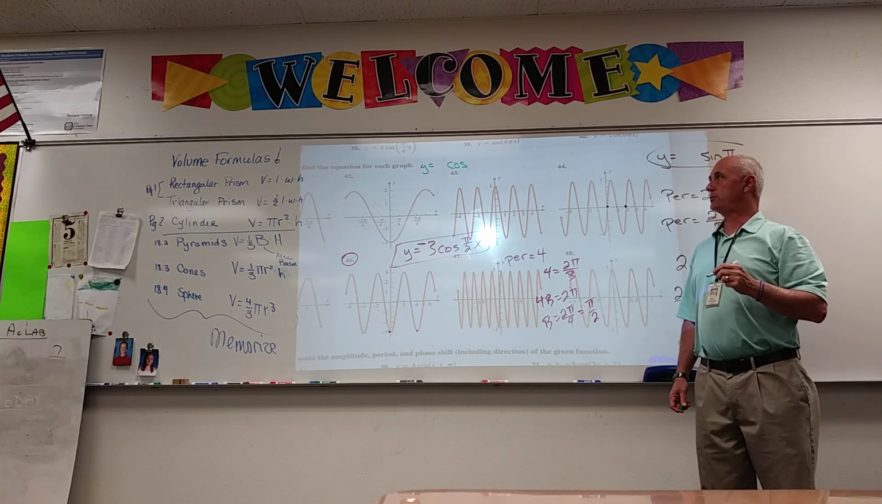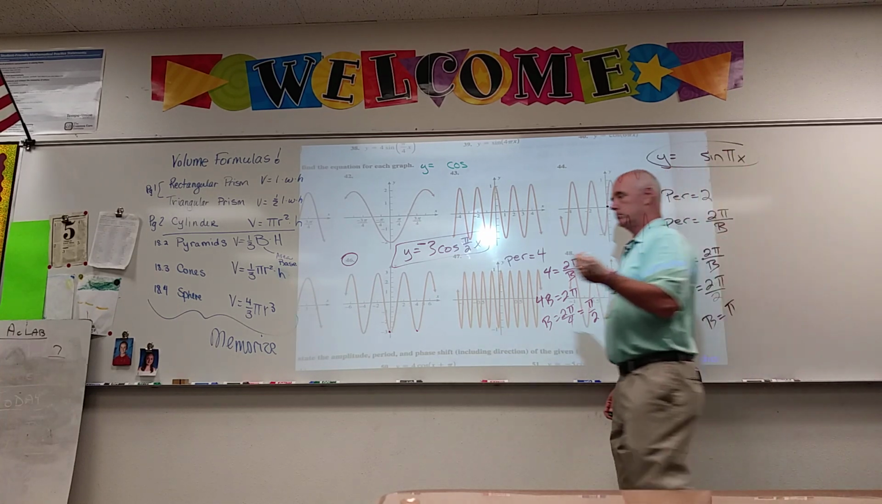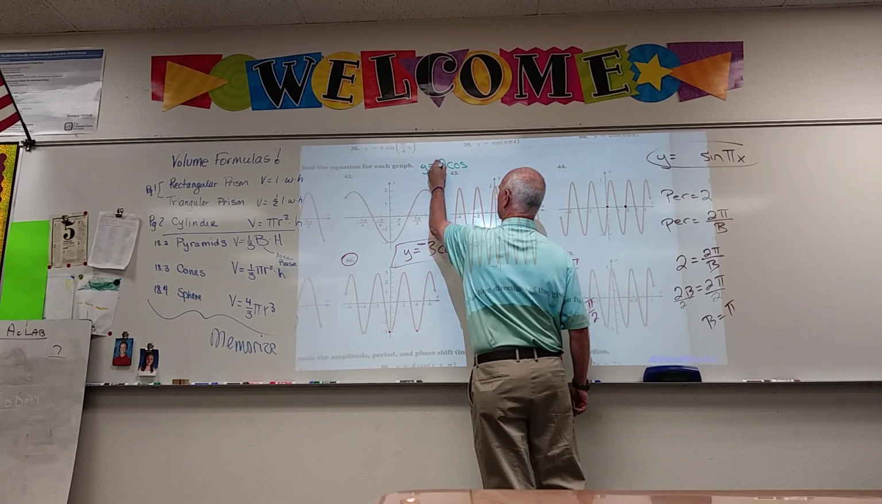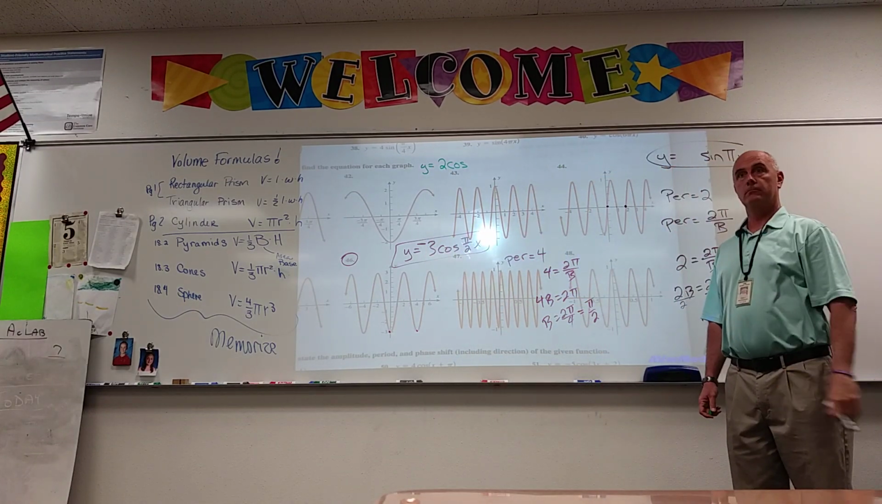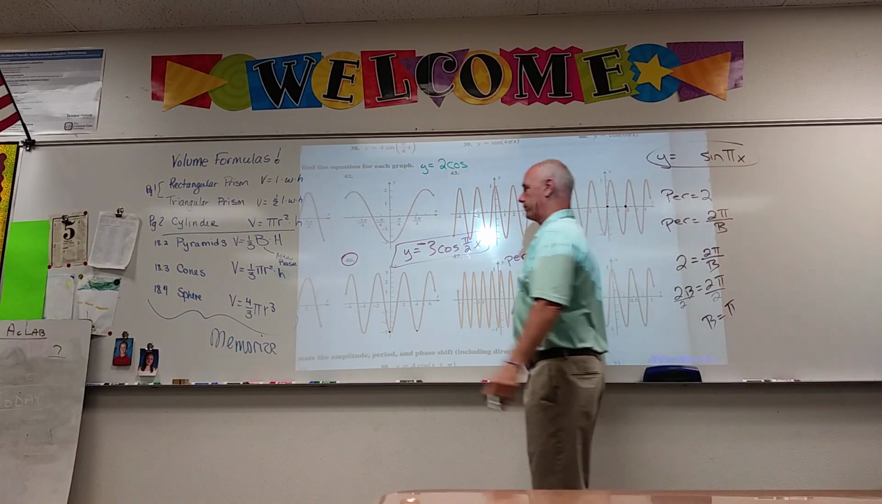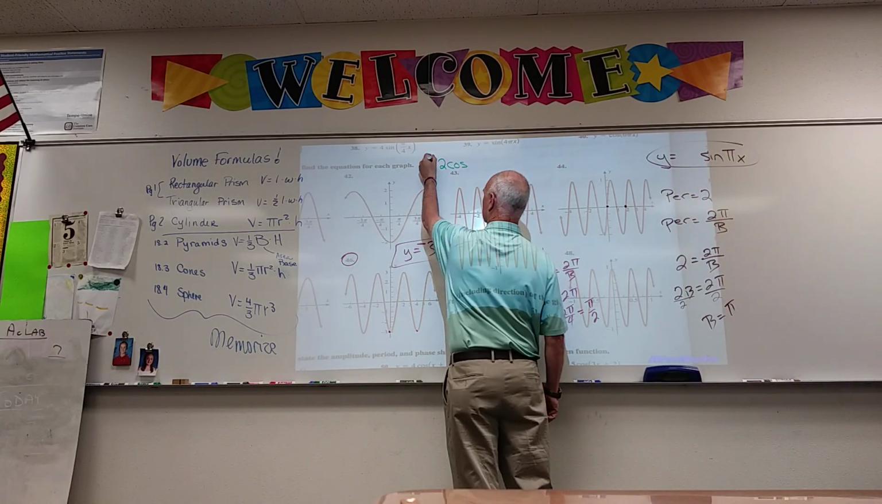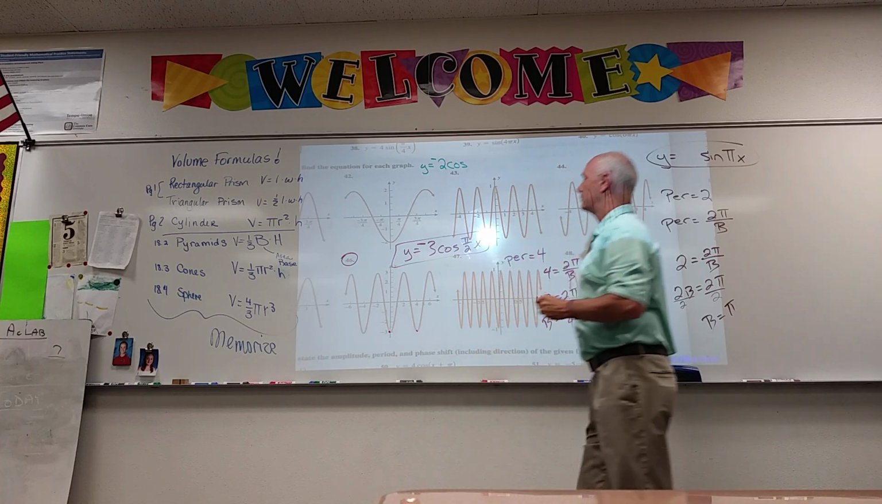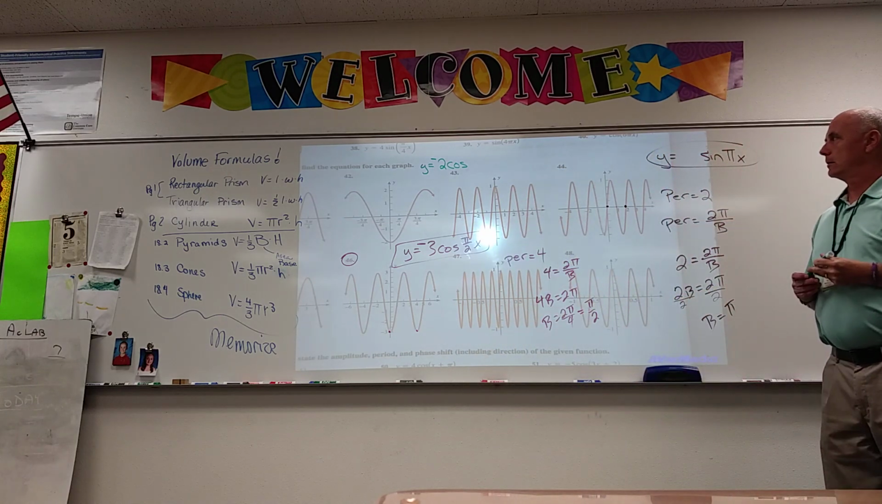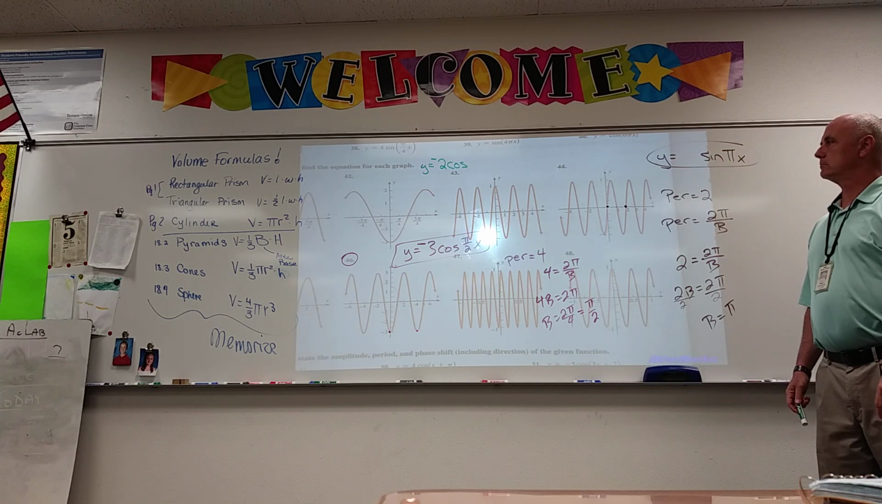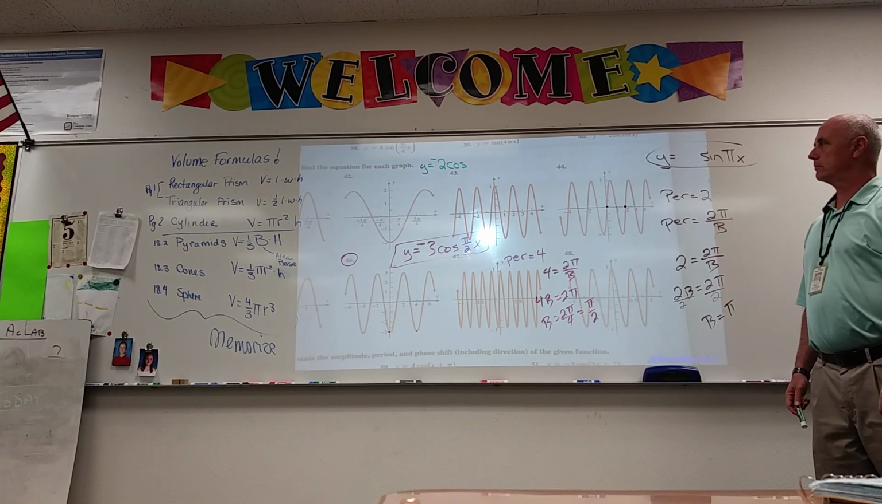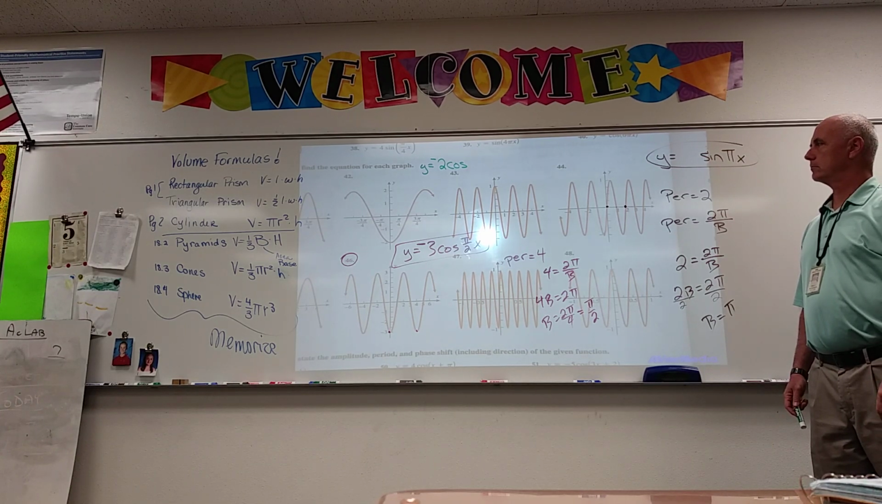Amplitude. Amplitude is 2. Now, negative because it starts at the bottom. Now what? Period. 2 pi over 2, so pi over 2.